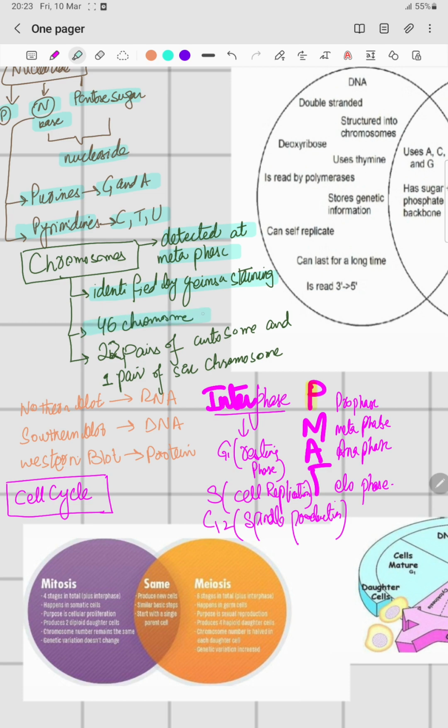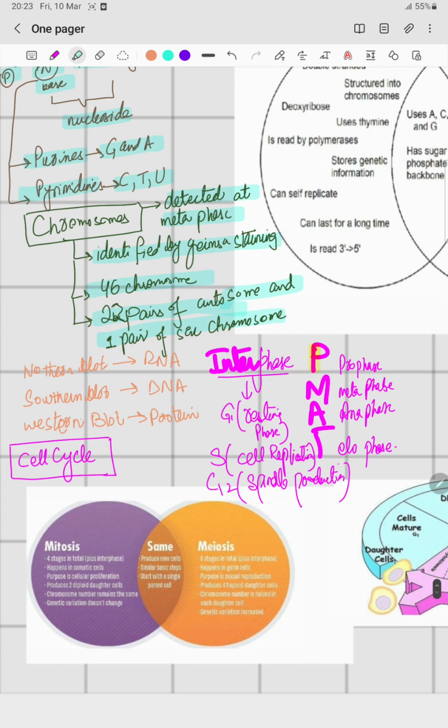The chromosomes are mostly detected at metaphase, and they are identified by gene staining, and there are 46 chromosomes in humans, 22 pairs of autosomes and 1 pair of sex chromosomes. And then the important blots, the northern blot. Here there is R and R. Northern blot is for RNA, and southern blot, as it is opposite to north, is for DNA, and then the western blot is for protein.